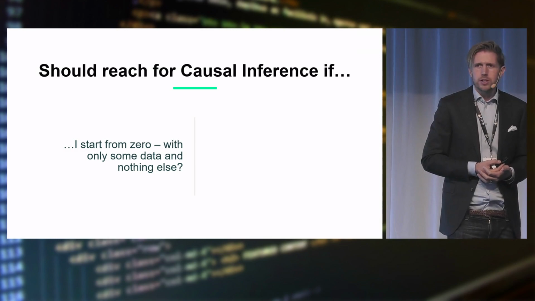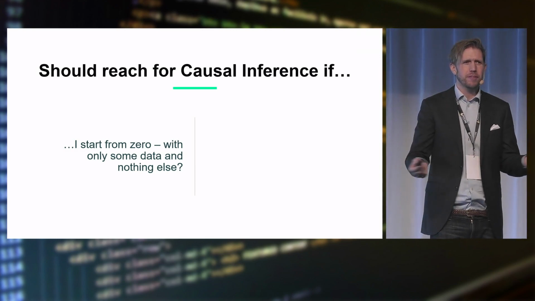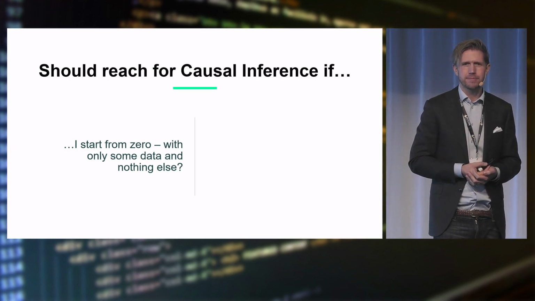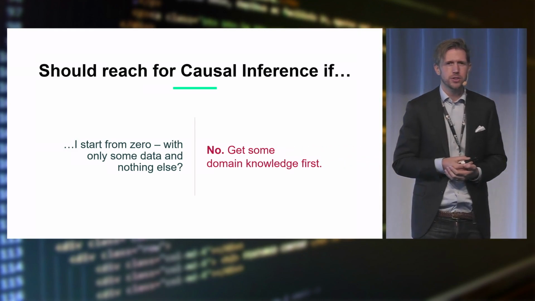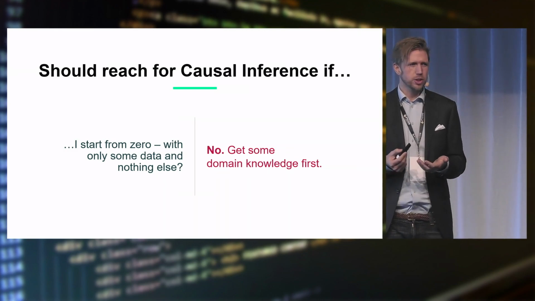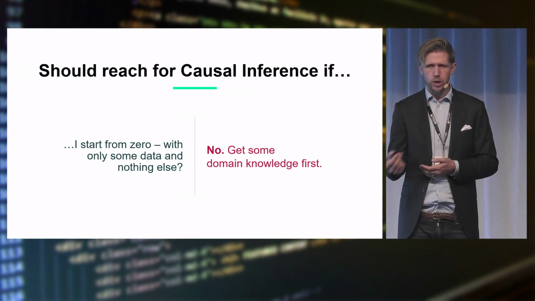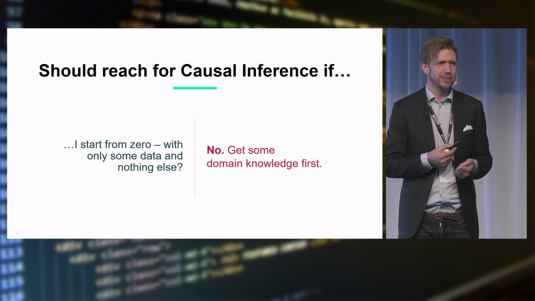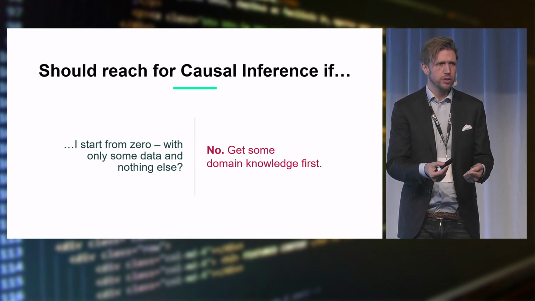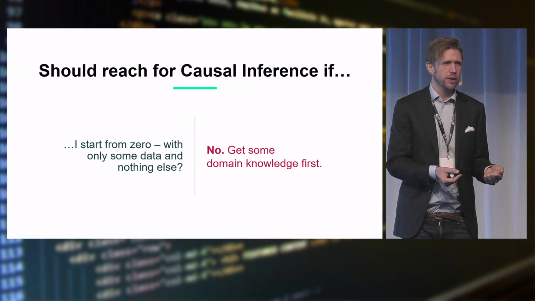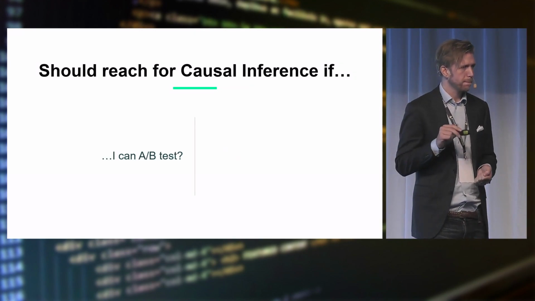Should I reach for causal inference if I have a new problem, I've never seen it before, but I have some data? Then I think probably not. You should start thinking about the domain knowledge about this problem, because if you are to reason about graphs and make assumptions, you need that knowledge first. This is maybe not your starting point, but it's the next step.